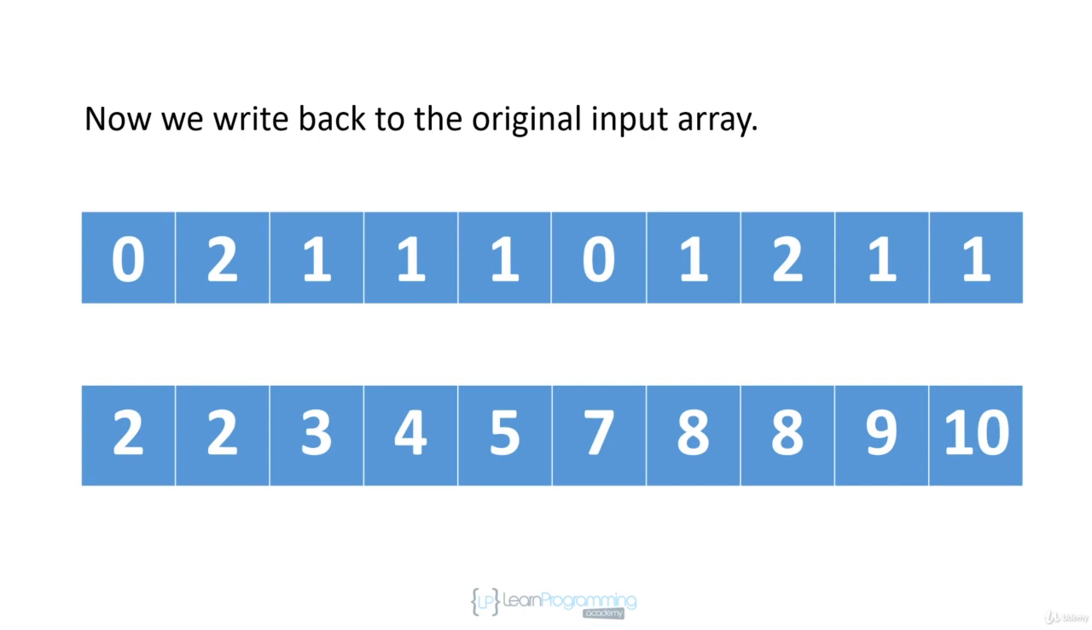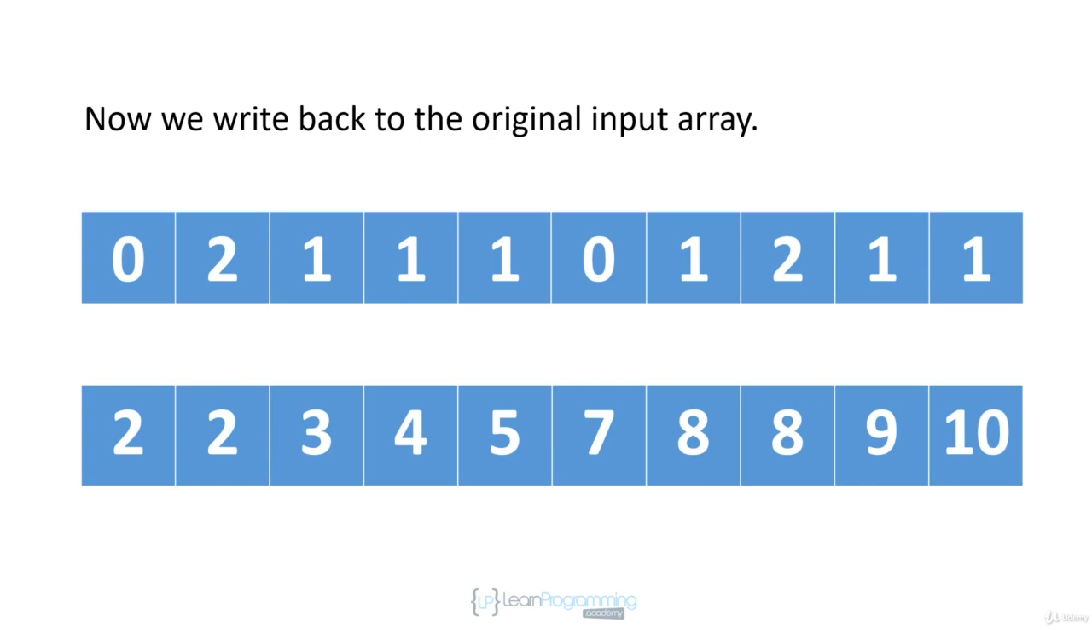There are 0 6s, so we don't do anything. There's 1 7, so we write 1 7 to the input array. There are 2 8s, so we're going to write 2 8s to the input array. There's 1 9, so we write 1 9 to the input array. And finally, there's 1 10, and so we write 1 10 to the input array.